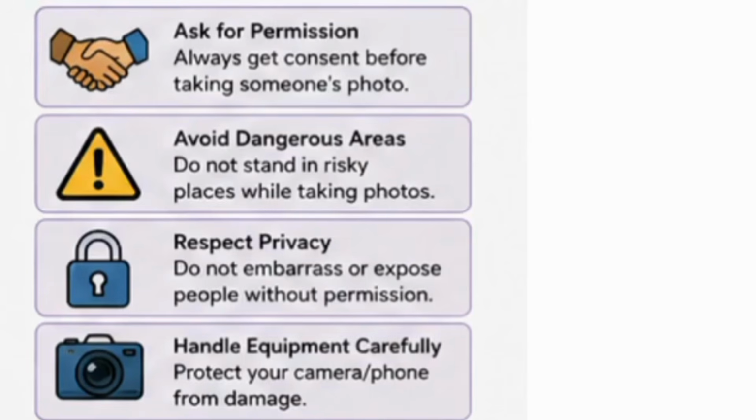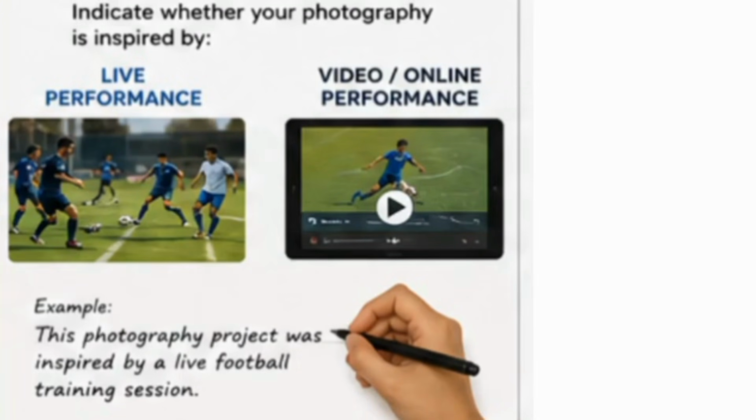So from there, let's go to identifying the performance. Here, learners should clearly state whether the photography is inspired by a live performance or a video or online performance. For example, this photography project was inspired by a live football training session. So when they want to take a photo of a certain event, let them state in their preparation notes what inspired them to choose that activity.